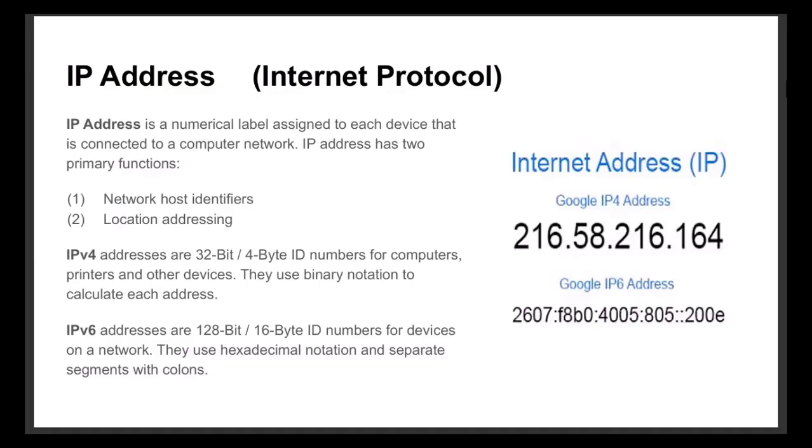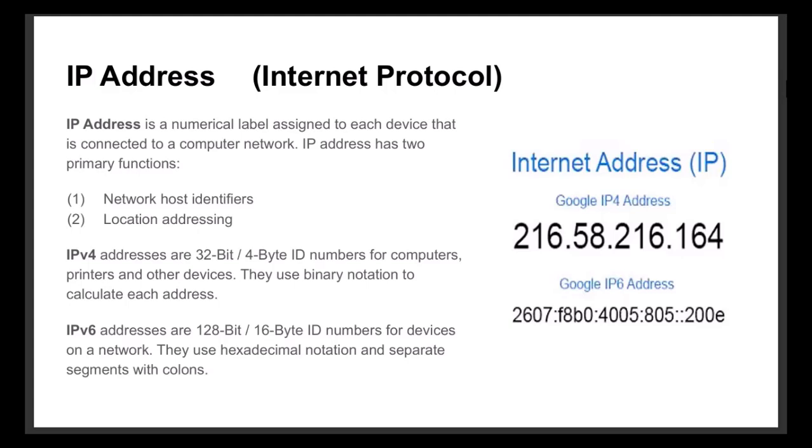Next, we're going to discuss two common addressing schemes that we use in networking. These are IP addresses and MAC addresses. An IP address, the IP stands for Internet Protocol. IP addresses are numerical labels that we assign to devices that connect to a computer network. There are two types of IP addresses, IP version 4 and IP version 6.